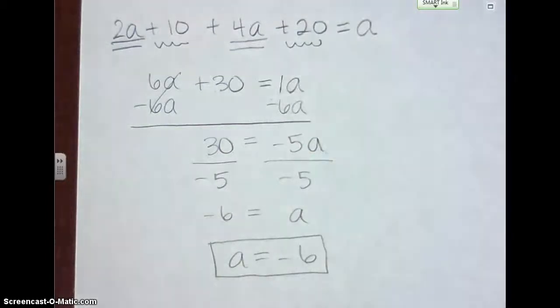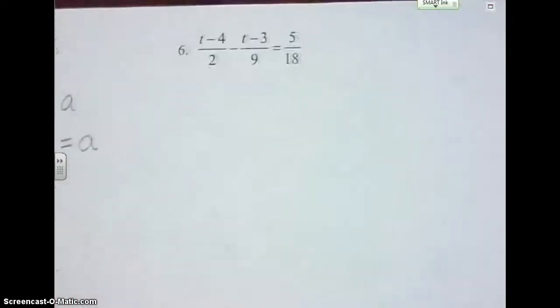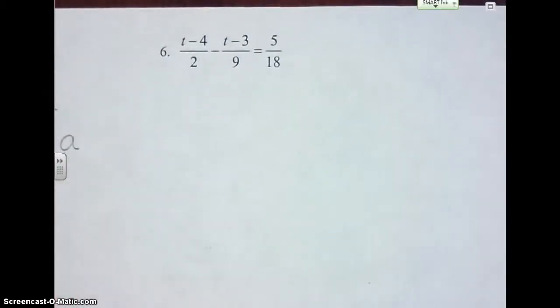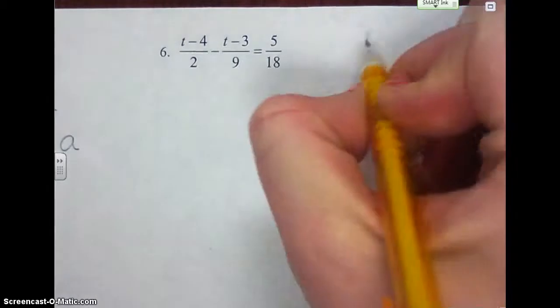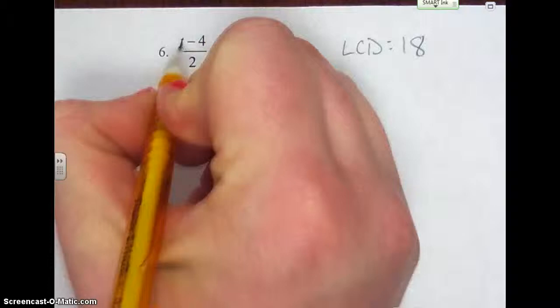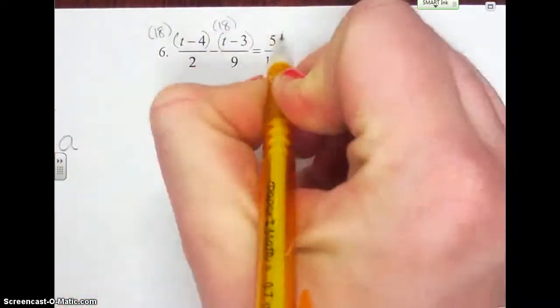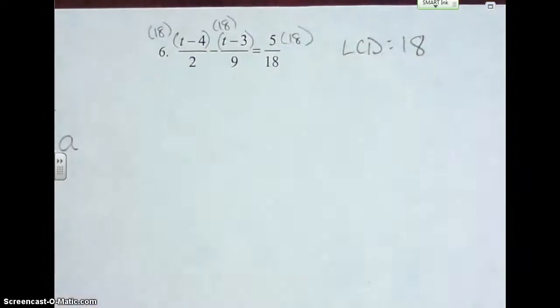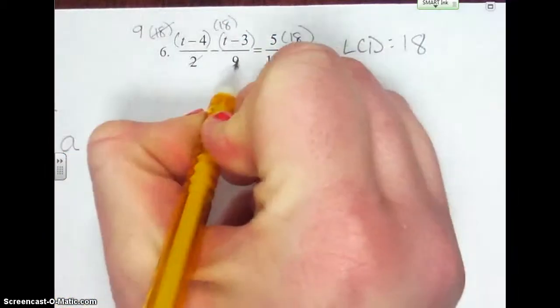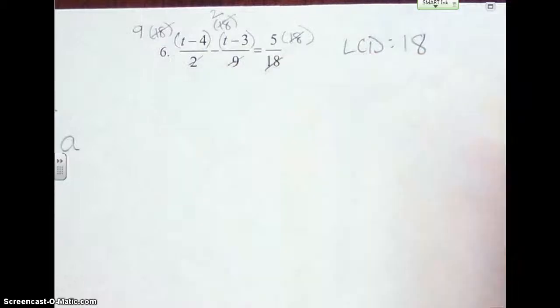Okay, so everything we've done so far is addition. So now the last 3 are subtraction, which means you just have to be careful when you distribute. So on number 6, what is the LCD? 18. Let's do that. So multiply 18 to each one. And then reduce. So 2 into 18, 9. 9 into 18, 2. And the 18's cross out.